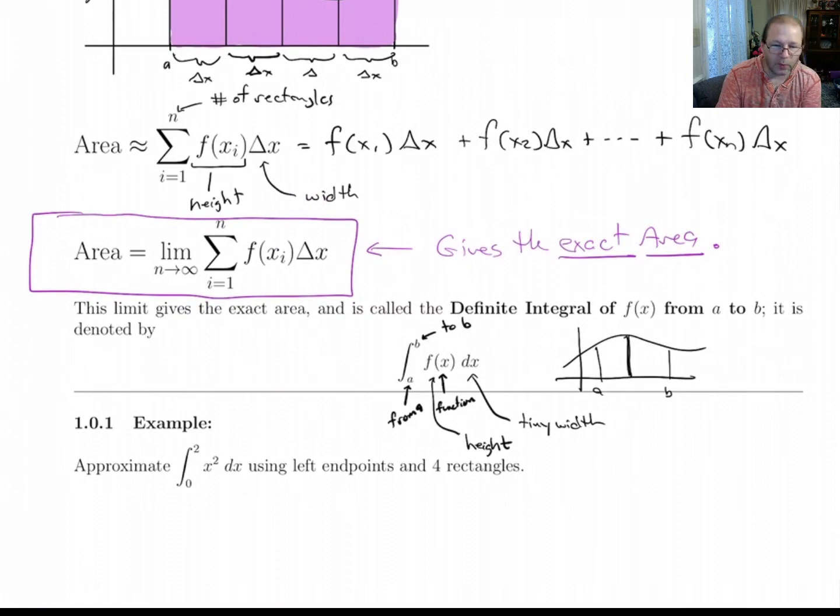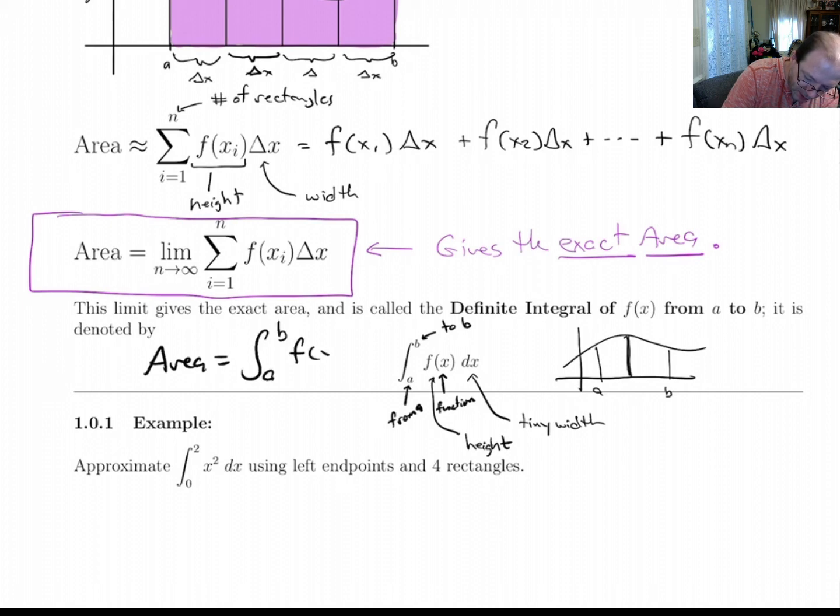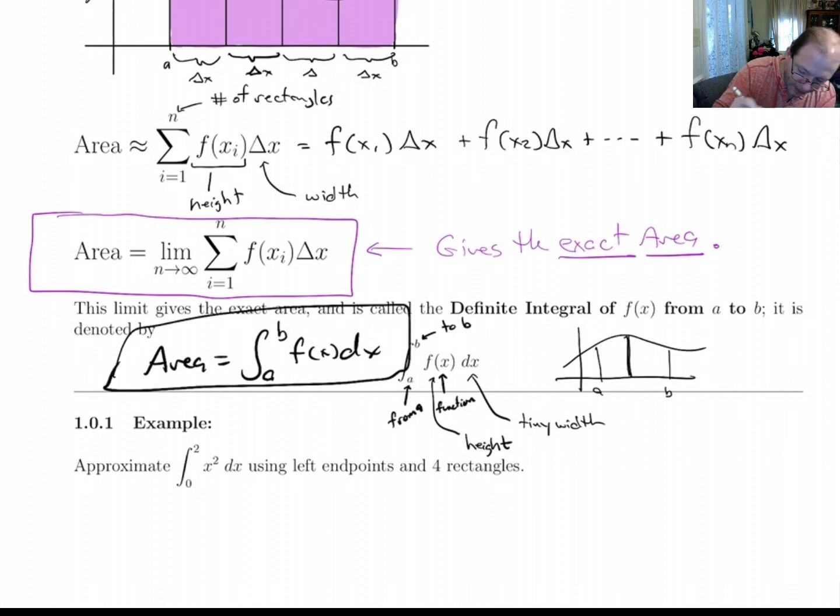So the last thing I want to say in this video is keep in mind the area, this is actually worth writing, area is equal to the integral from a to b of f of x dx. All right, I want to do some examples, but we'll save those for the next video.